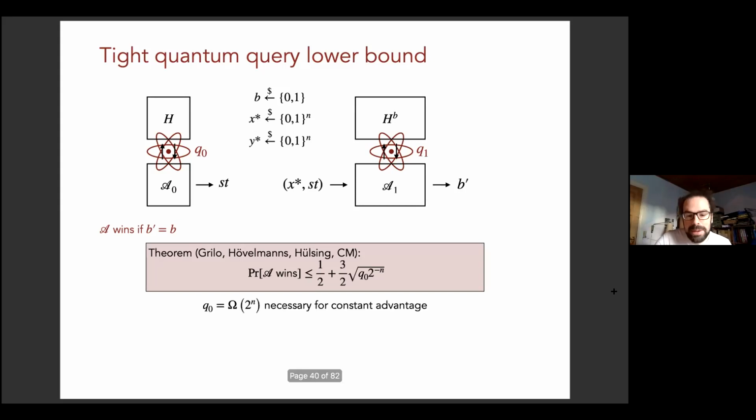But at least now, again, there are 2^n queries necessary for achieving constant advantage. So basically, the query complexity of winning with a constant advantage remains the same as classically.